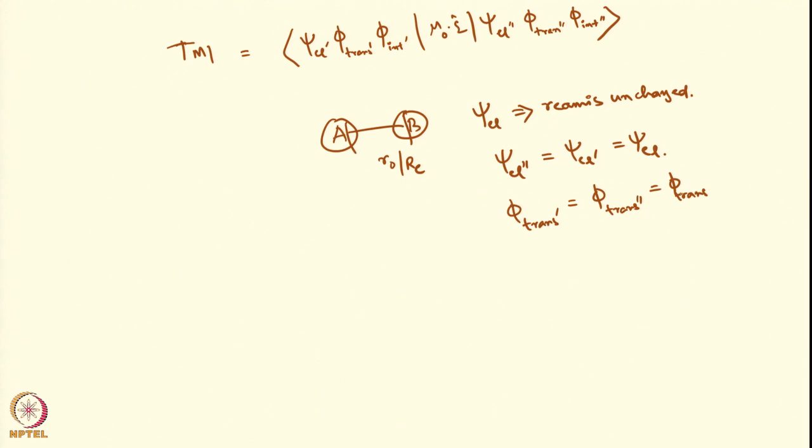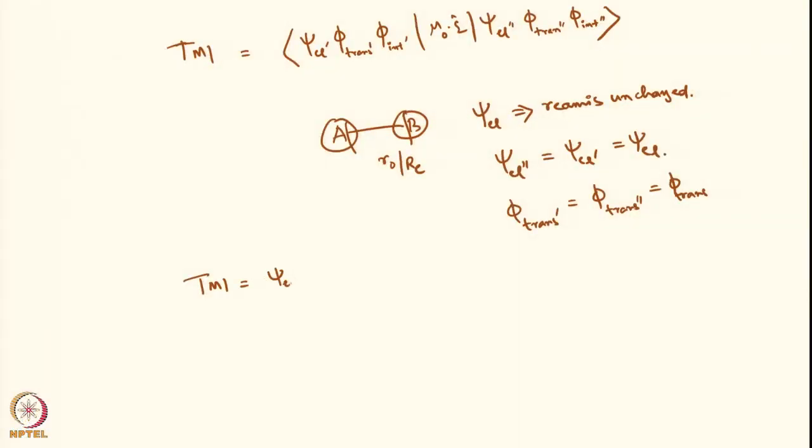Okay. And when you have the electronic degrees of freedom frozen, your dipole moment is not going to change. Similarly, when you have translation, if the AB molecule is translating, its dipole moment is not going to change. So, I can rewrite my TMI as three integrals, isn't it? Psi electronic, phi trans, phi internal, mu naught epsilon, psi electronic, phi trans, phi internal. This is single prime and this is double prime.